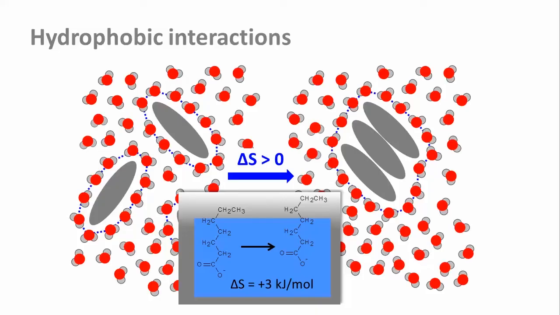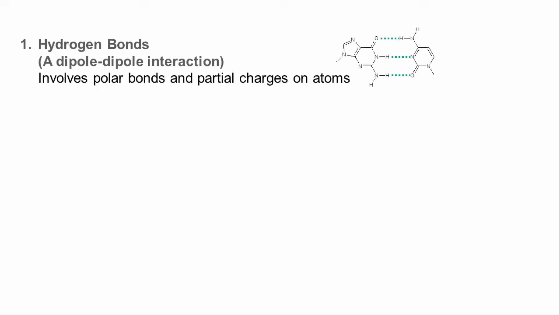So let's recap. There are 4 main types of non-covalent interactions that are relevant for biochemistry. Hydrogen bonds are a particular type of dipole-dipole interactions where a hydrogen atom is sandwiched between 2 electronegative atoms and is covalently bound to one of them.